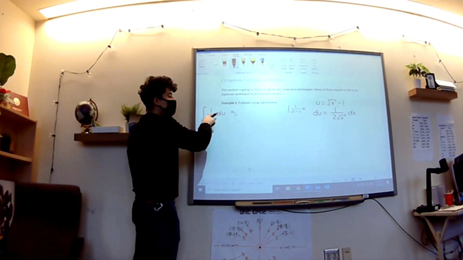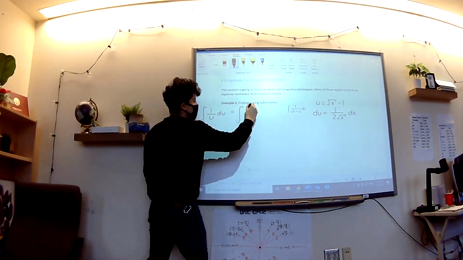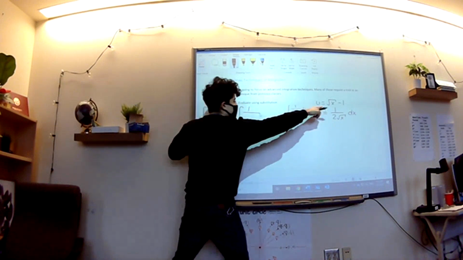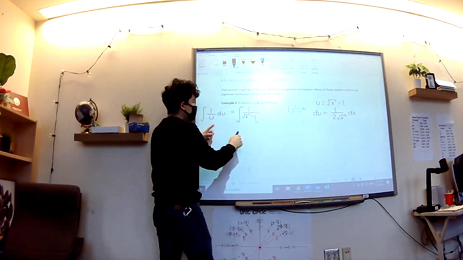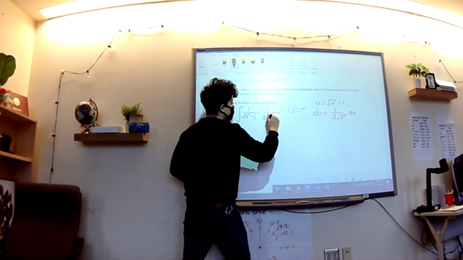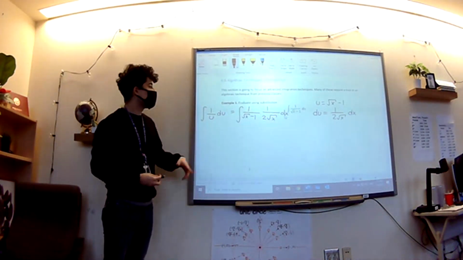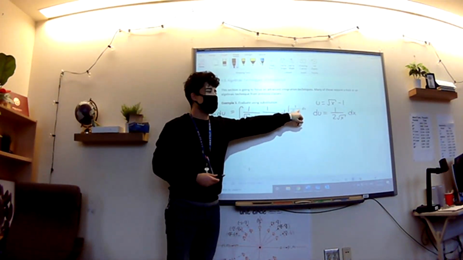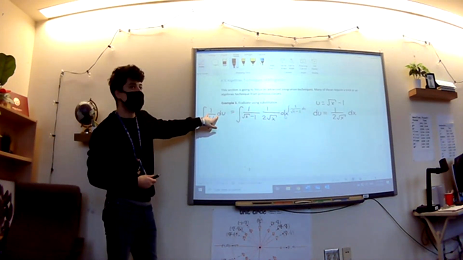If you did this, then really this integral would be 1 over u, which we said was square root of x minus 1, times du, which we said was this entire thing, 1 over 2 square root of x dx. That is very clearly not what we started off with. So this isn't exactly what we will turn our integral into.